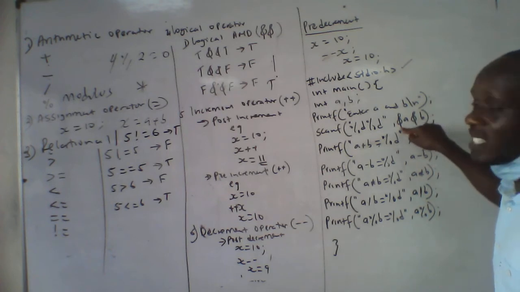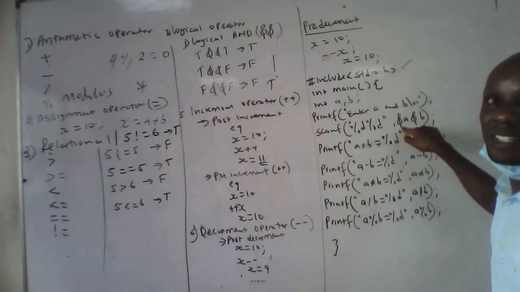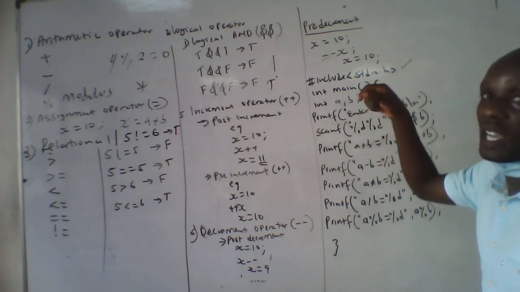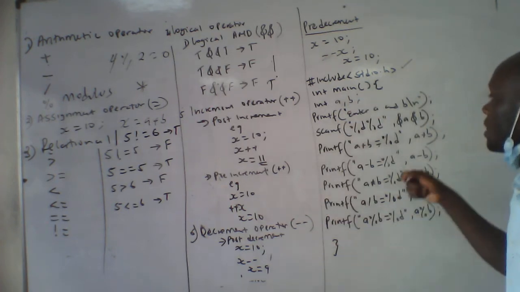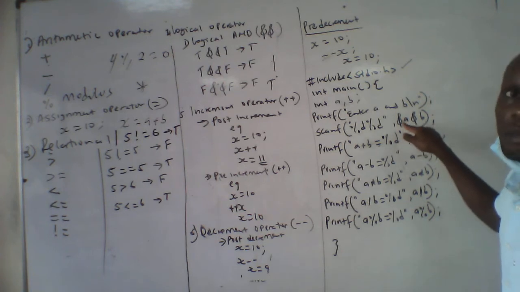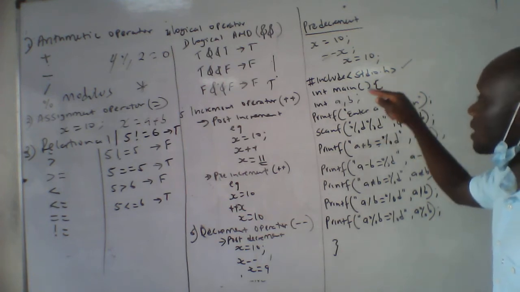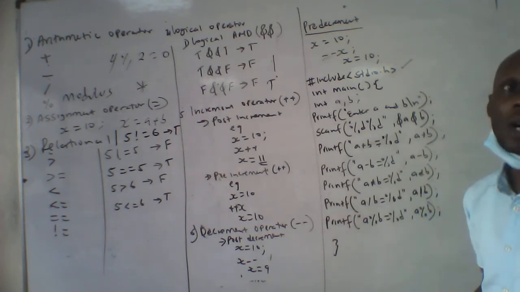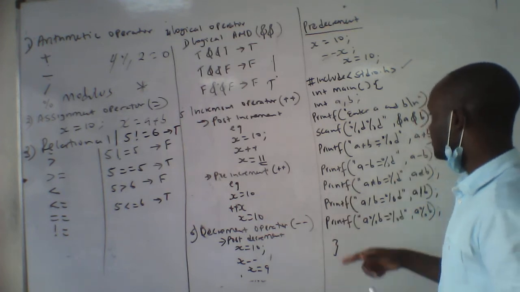This ampersand is known as the address operator. It will enable scanf to access the memory address of a, and the memory address of a will enable scanf to access that location named a and store a value that one will key in using the keyboard.